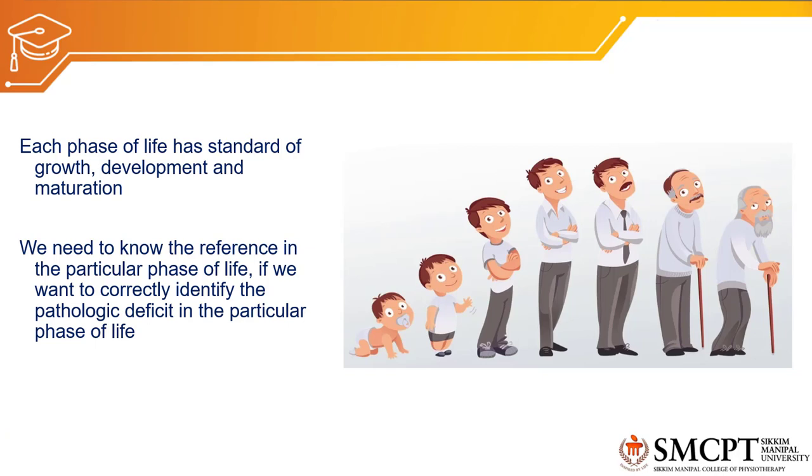As you know, the life cycle of a human being is divided into different phases, that is infancy, toddler, childhood, young adulthood, middle-aged, and elderly. Each phase of life has standards of growth, development, and maturation. Therefore, we need to know the reference of those in a particular phase of life. If you want to identify a pathological deficit in a particular phase, you need to know the standards of development, growth, and maturation in that phase, and that applies to geriatrics too.